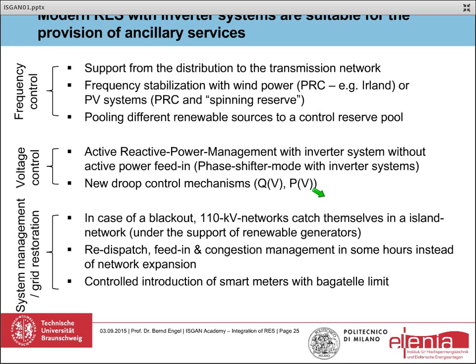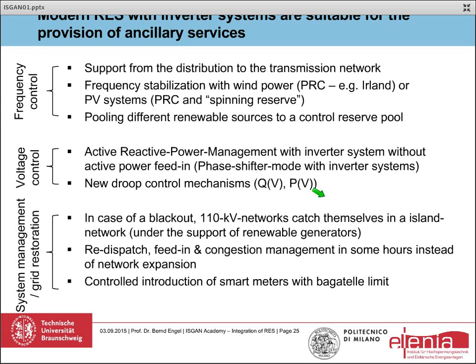for voltage control in the distribution system. For example, a voltage control depending on the actual voltage at the connection point. And system management and grid restoration in case of a blackout.